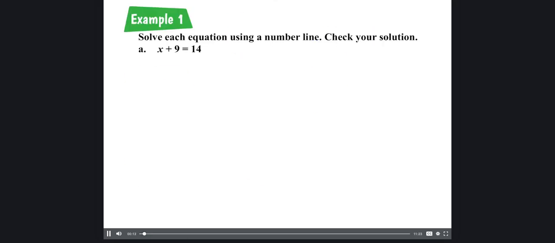Example 1. We'll do this problem together. Solve each equation using a number line. Check your solution. Problem A. X plus 9 equals 14.